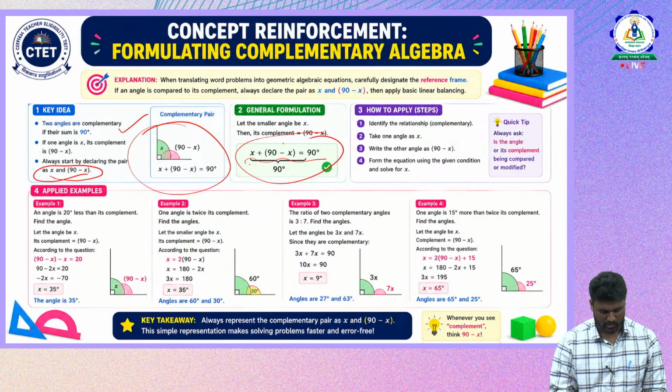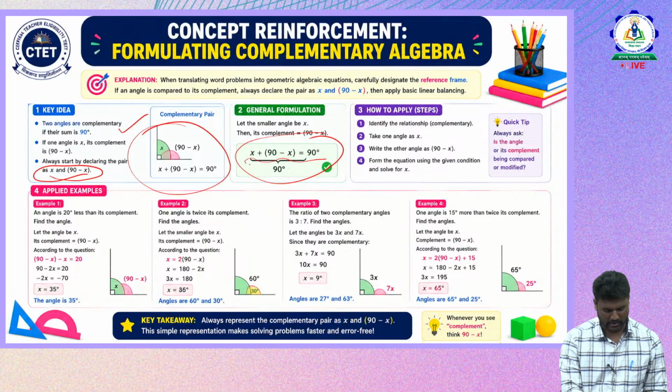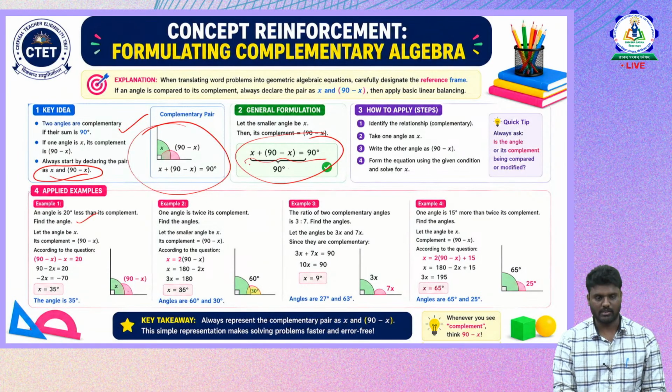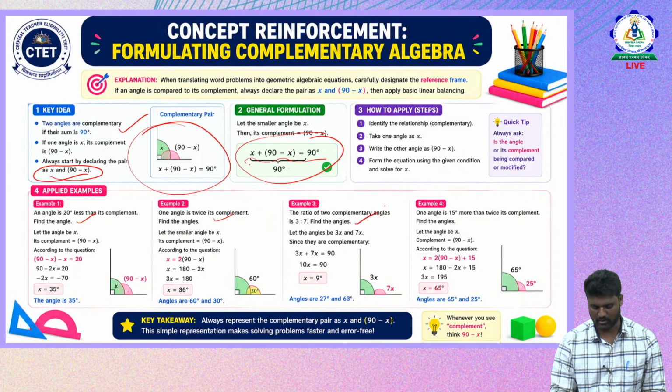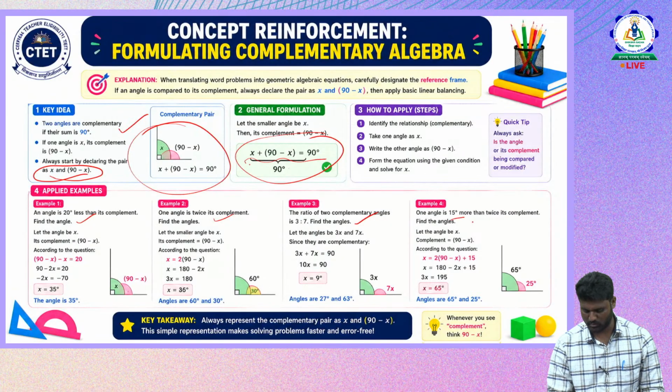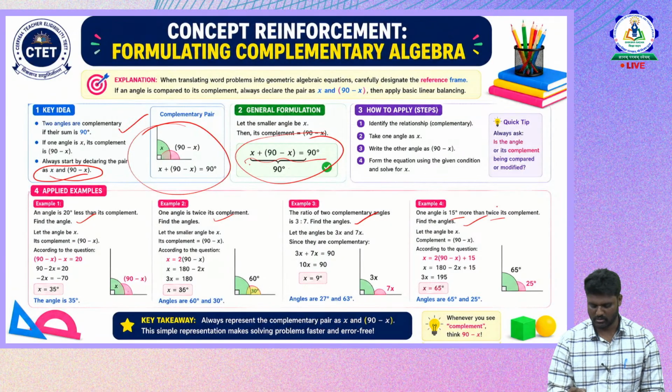Now there are different examples where we need to identify angles. One: an angle is 20 degrees less than its complementary, find that angle. The second: one angle is twice its complementary, then find the angle. Another example: the ratio of the two complementary angles is given, then we need to find the angles. Another one: one angle is 15 degrees more than twice its complementary angle, then we need to identify the angles. In such cases, let us see now.